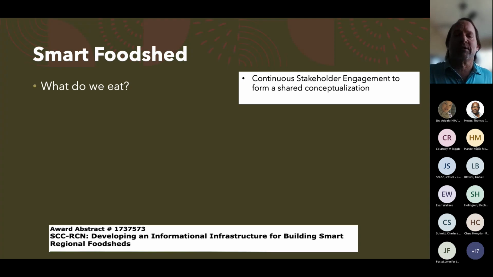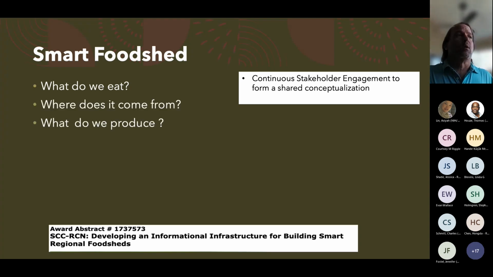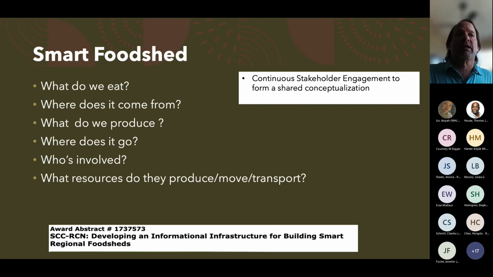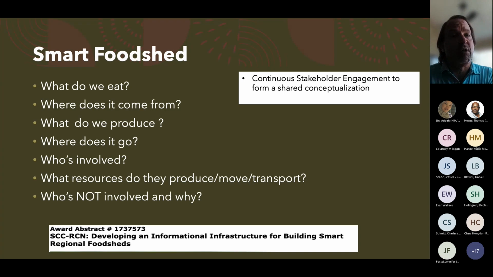So can we answer questions as a community? What do we eat? Where does it come from? What do we produce? Where does it go? Who's involved in those processes? What resources do they produce, move, or transport? Who's not involved and why? And what gets wasted along the way? What are the emissions and effluents that will affect environmental outcomes?